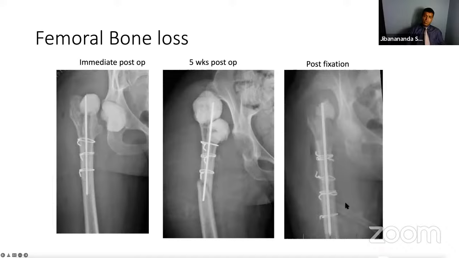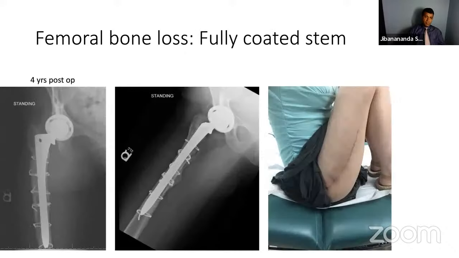We decided to salvage this and not put a plate and put an allograft and held it together without putting any metal and screws. And then ultimately ended up with a fully coated stem. She's actually more than 6 years now. She's done in 2016. But you can see how nicely allograft incorporated in the proximal bone, reconstructing the entire bone.